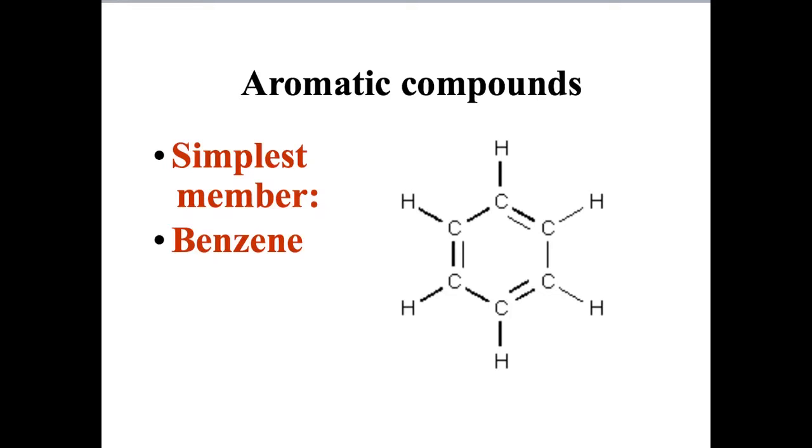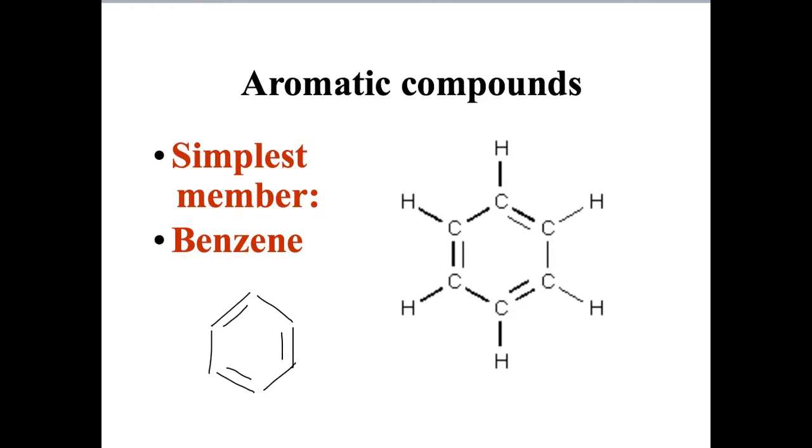So here's our simplest aromatic compound. This is called benzene. This is a benzene ring. If I were to just draw this as a geometric shape, we put in these alternating double bonds, and that we can use to represent benzene.